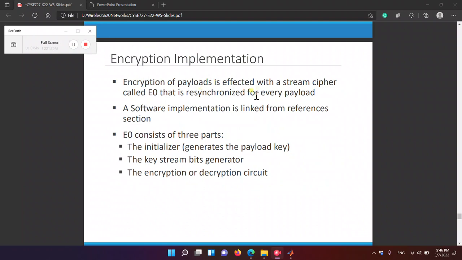Implementation. The encryption is of payloads, not the header. Affected with a stream cipher called E0 that is resynchronized for every payload. And a software implementation is linked from references section. E0 consists of three parts: the initializer, the keystream bits generator, and the encryption or decryption circuit.